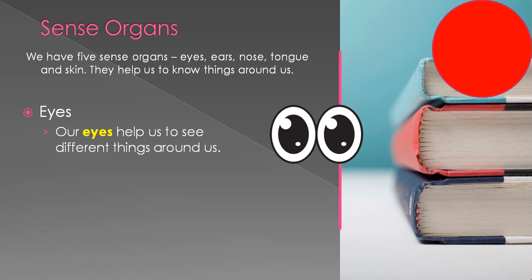If you want to color, the eye tells us which color it is. And also the eye tells us which shape it is, either it is a square or rectangle or oval. So eyes tell us which shape it is. And also eyes help us to watch television. Yes, when we see the television, the eyes help us to see television.